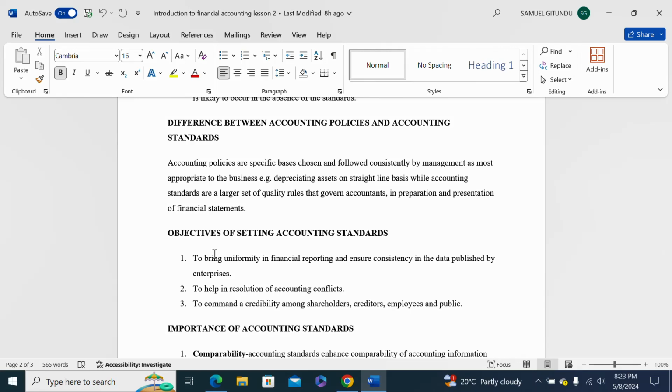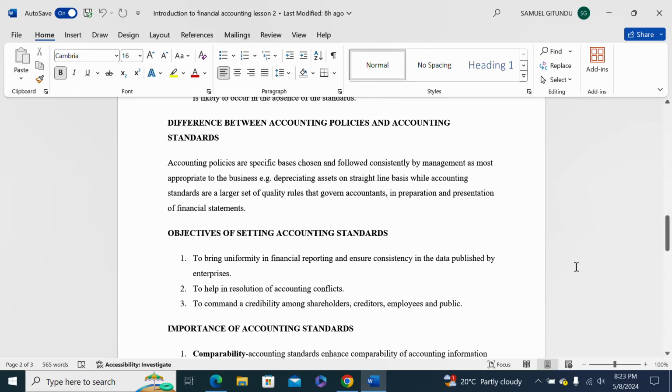If shareholders, creditors, employees, and the public understand that financial statements have been prepared, and the people in charge of preparing those financial statements have adopted and followed all the accounting standards, then they are able to know that those financial statements are credible and dependable, and they can depend on them to make decisions.